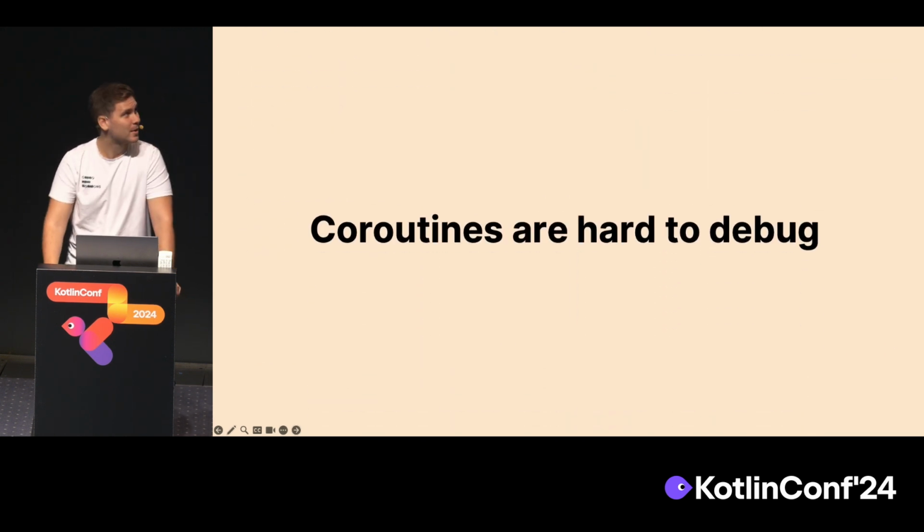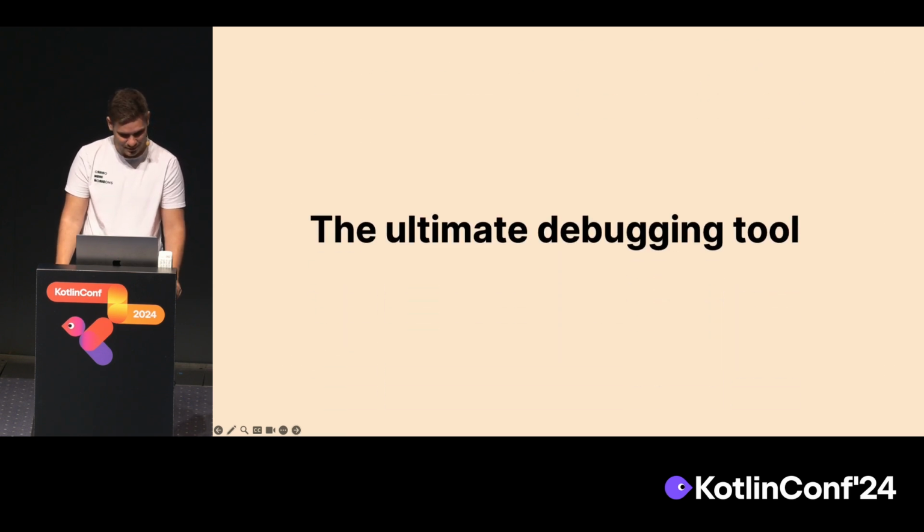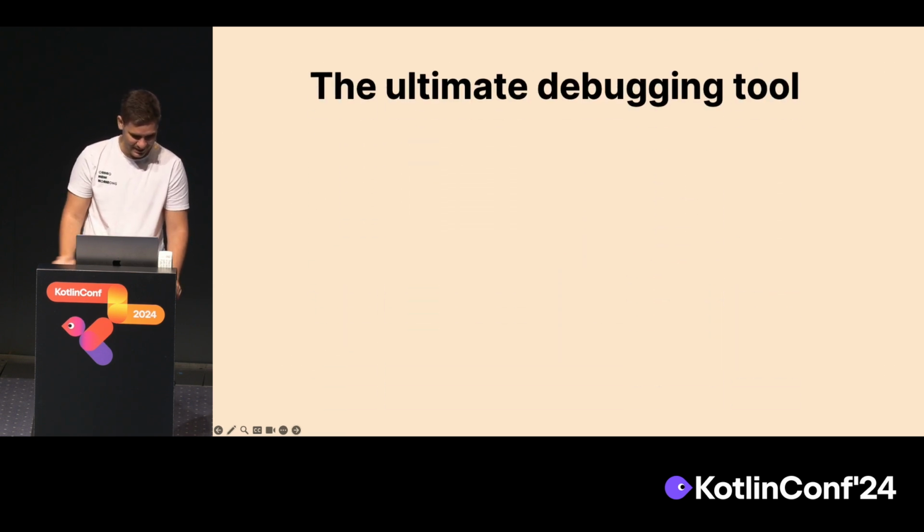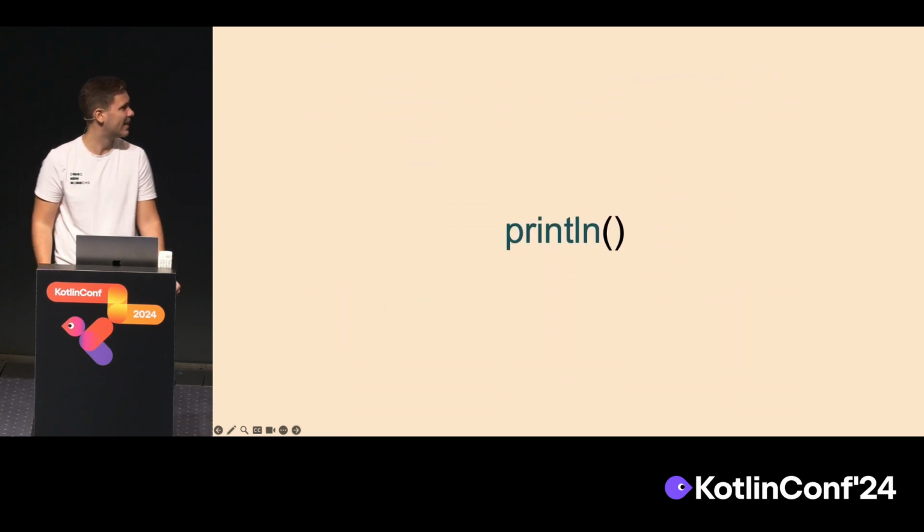So first of all, coroutines are hard to debug, and there are many reasons for that. During my talk, I will break these reasons down and show you ways to overcome common issues when debugging coroutines. But in the beginning, let me show you the ultimate debugging tool, the print line.